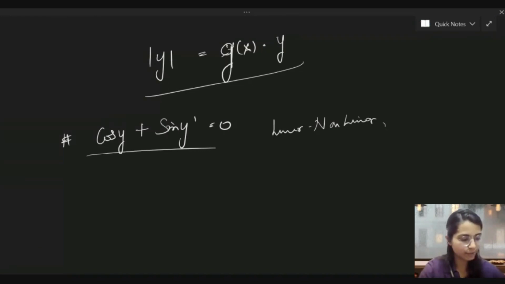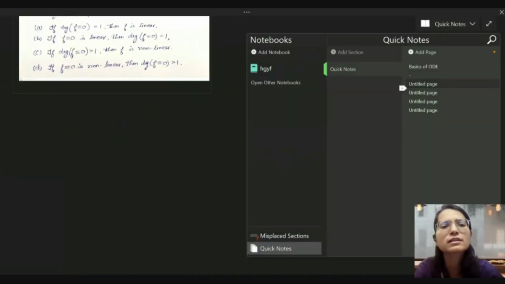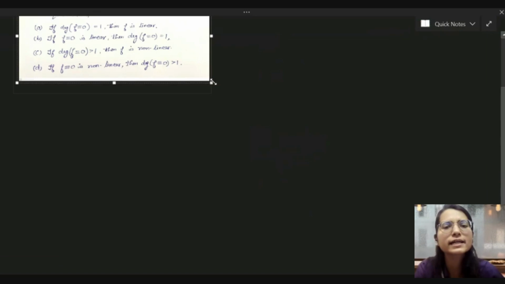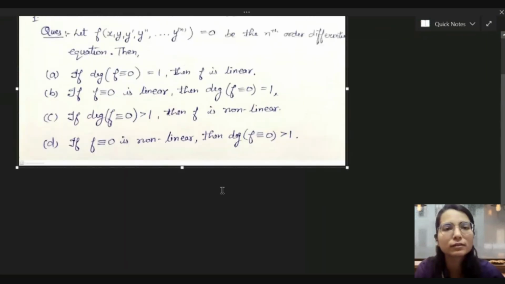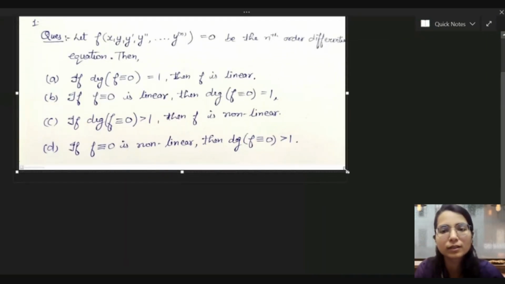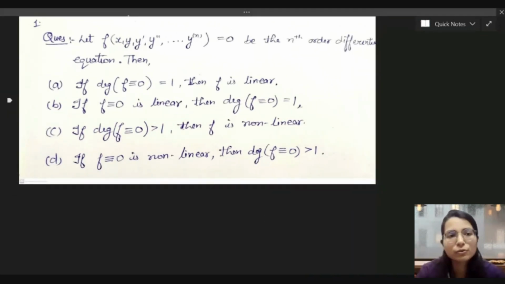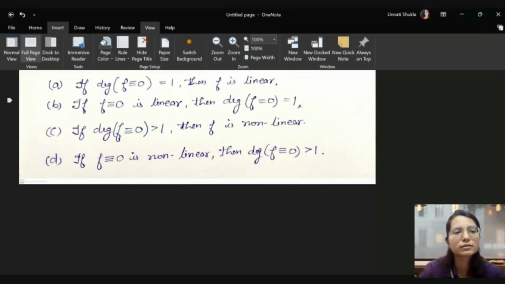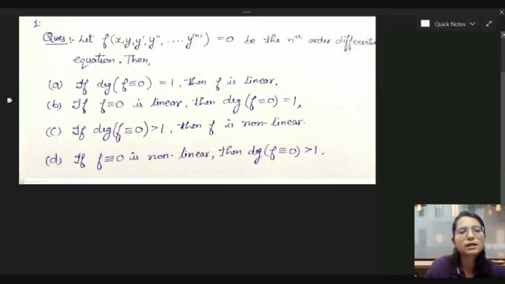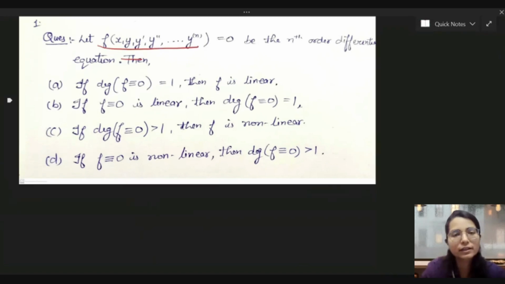Let's look at a question which came in some exam of yours. Maybe it was CSIR-NET. I don't remember the year. So this was a question. You might want to try it out. Let me help you. So we have been given a function of x, y, y dash, y double dash, up to n derivatives of y. So this function includes n derivatives of y and x.